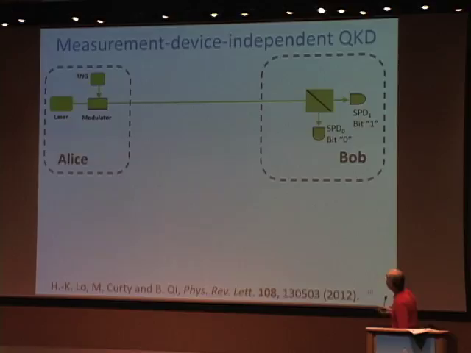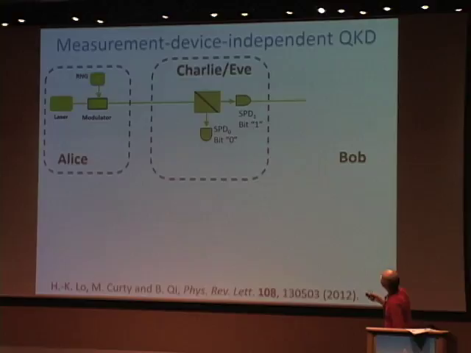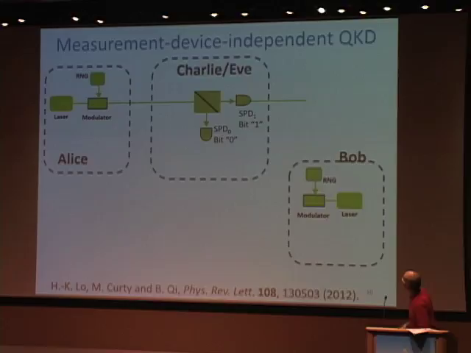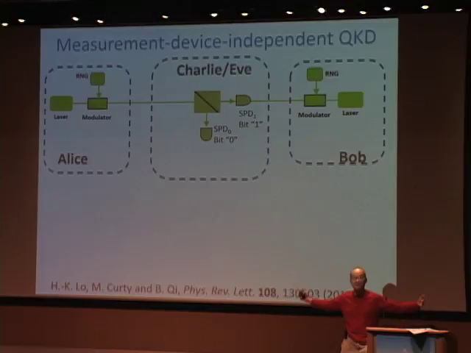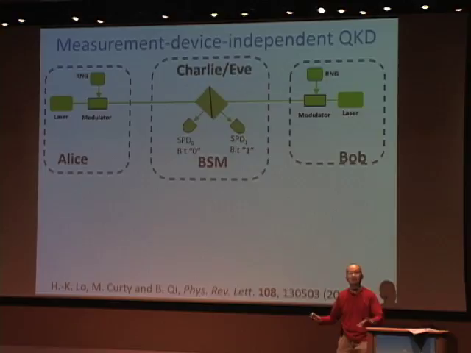Let's see. We move the measurement unit of Bob to Charlie, or Eve. We give Eve the control of the measurement unit. What about Bob? Well, Bob has to do something. What if Bob just does what Alice is doing? Both Alice and Bob are sending signals to Charlie, and Charlie will perform a Bell state measurement. I guess people heard about entanglement swapping and Bell state measurement in the morning. It's the same type of measurement that we perform here.